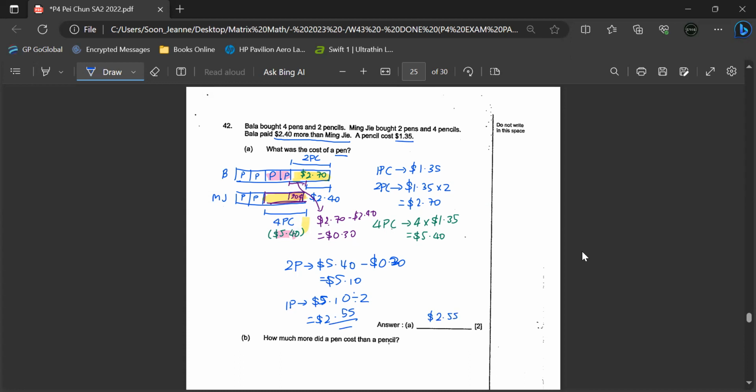Okay, so this is a little bit complicated because of this part here. 2 pencils is $2.70 as we found here. And this one is the difference between Bala and Mingjie because Bala paid $2.40 more. Okay, $2.40 more from him, right? So that means this little part here will be 30 cents. And over here you can see it's 4 pencils, and this tiny part will be 30 cents more, right? So if these 4 pencils are 540 and this is 30 cents more, I take it away, I will be able to find 2 pens.